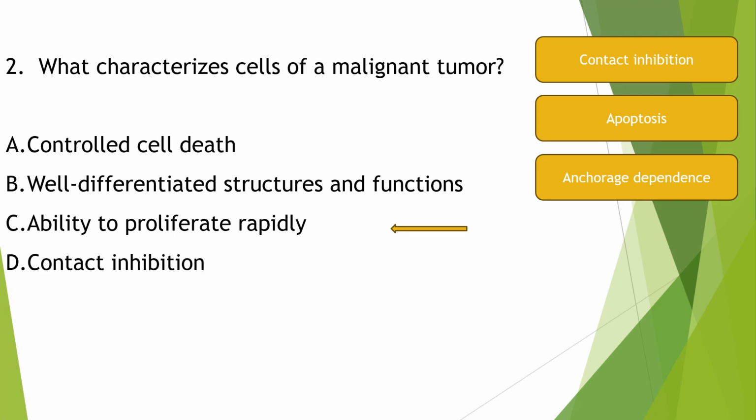Then the third feature is anchorage dependence. Normal cells typically need to anchor to either neighboring cells or to the basement membrane so that they can plug into a nutrient-rich extracellular matrix. Then only will they remain viable. But cancer cells don't need this type of anchorage dependence. That means they can grow and flourish in atypical patterns and in any environment.